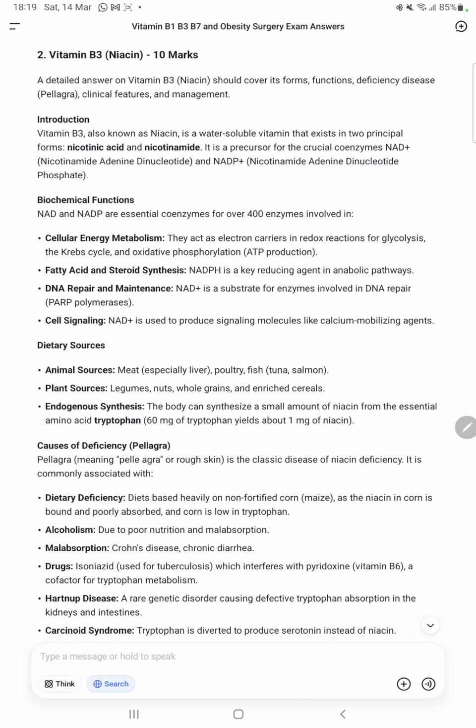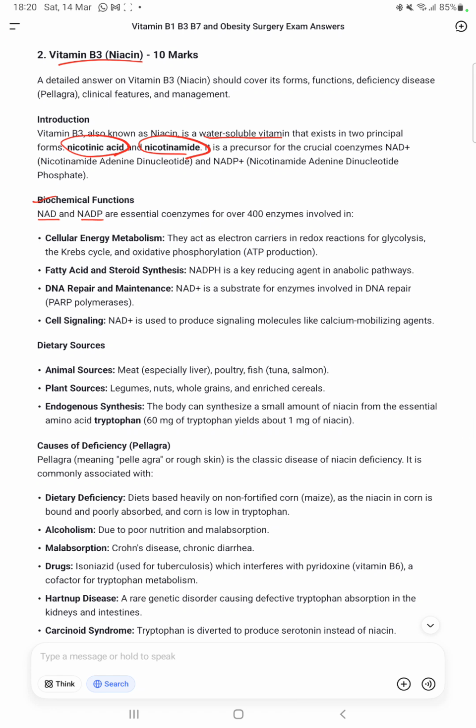Then talking about vitamin B3, that is niacin deficiency. Vitamin B3, also called niacin, is again a water soluble vitamin. It consists of two components, that is nicotinic acid and nicotinamide. It is a precursor for crucial coenzymes, that is NAD plus and NADP plus. Biochemical functions: NAD and NADP are essential coenzymes for a lot of enzymes. So these are crucial in cellular energy metabolism.